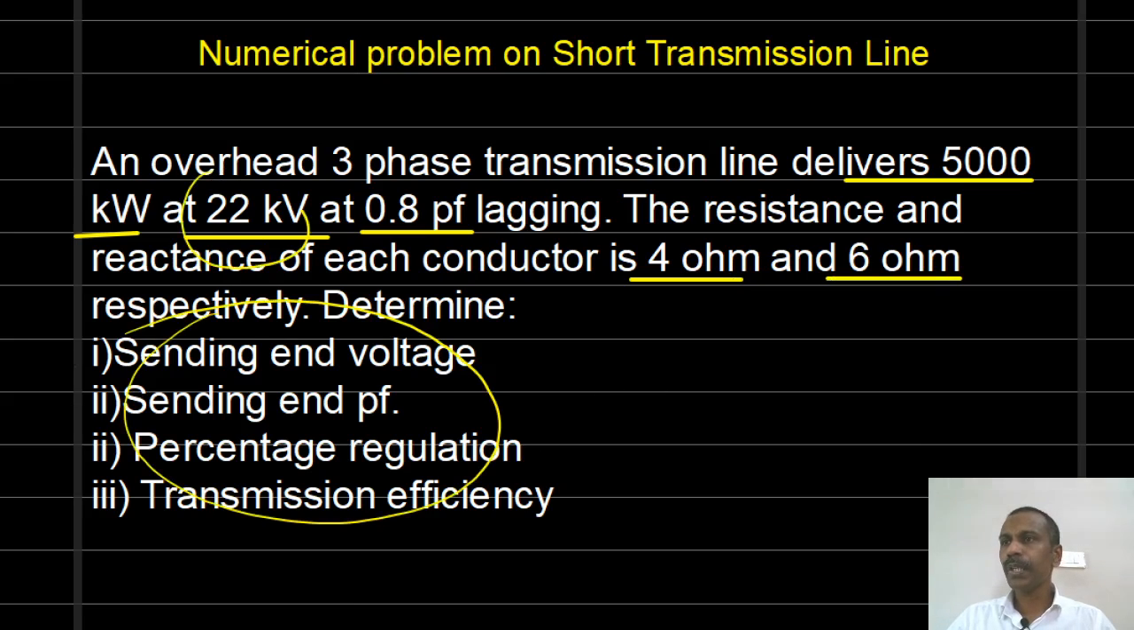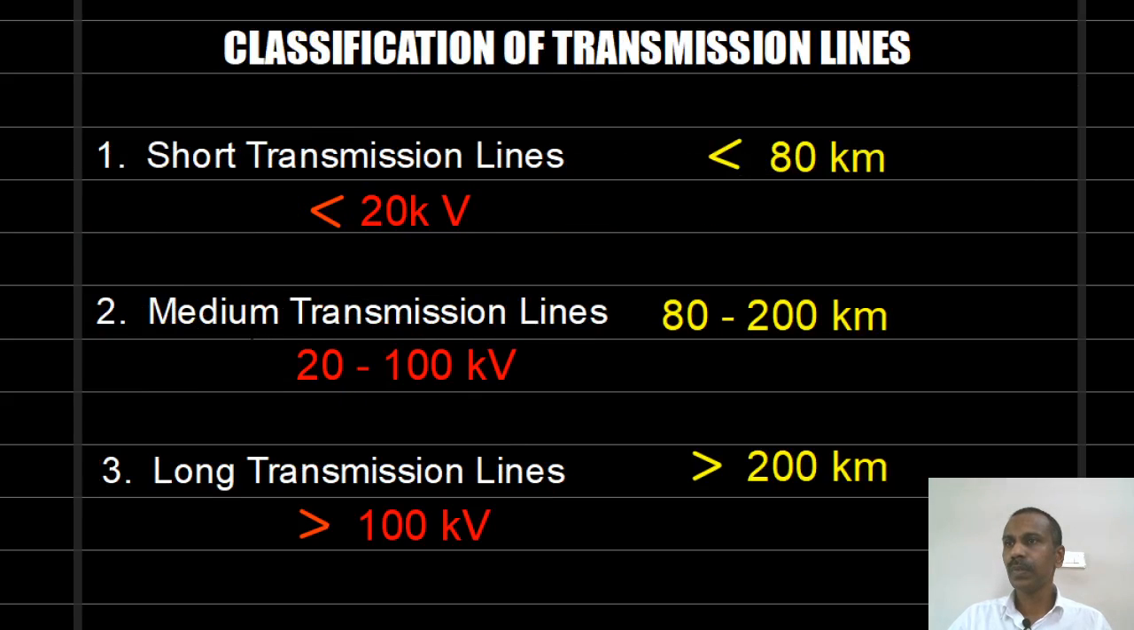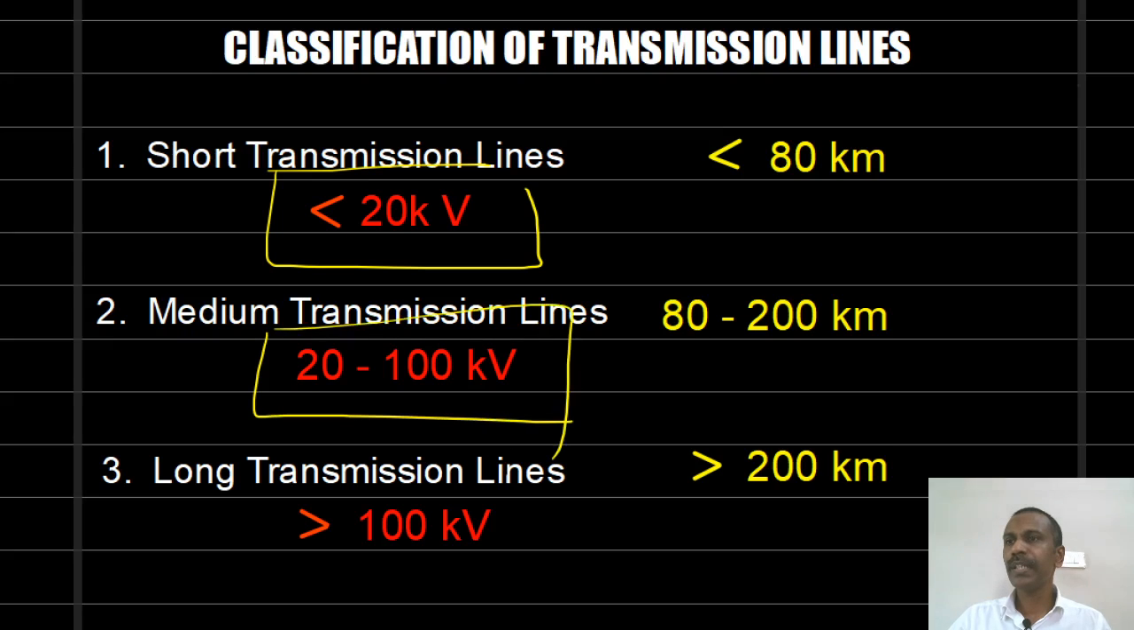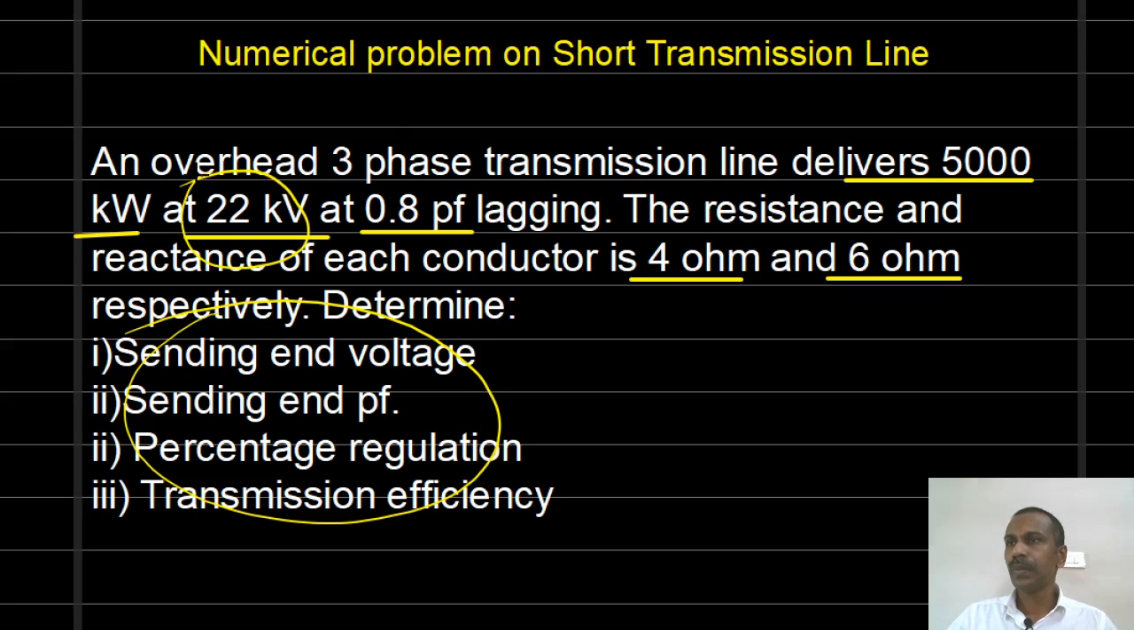When you look at this operating voltage, let's look at the classification. When the operating voltage is less than 20 kilovolt, we call it short transmission line. When it is between 20 and 100 kilovolt, this is medium line. But here, the operating voltage is 22 kilovolt. This is more than the voltage specified for the short transmission line.